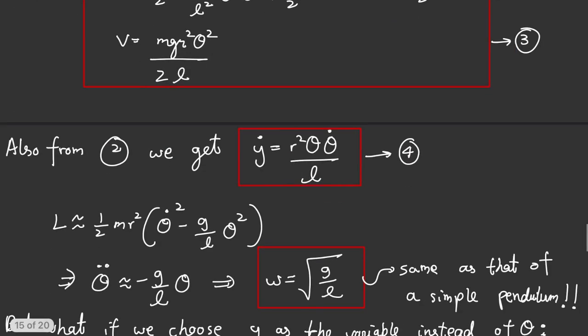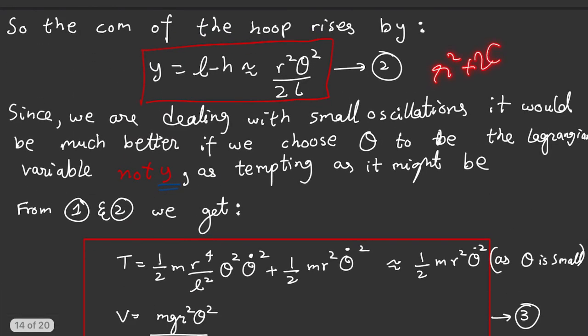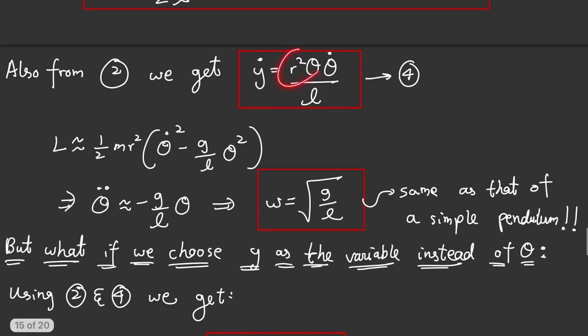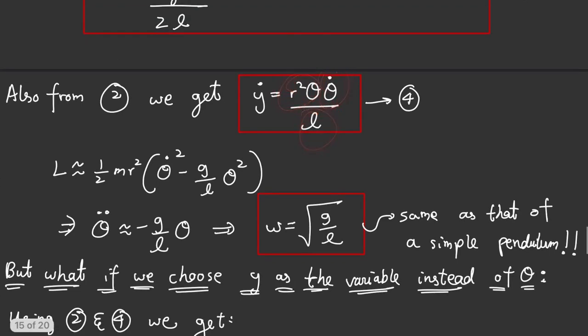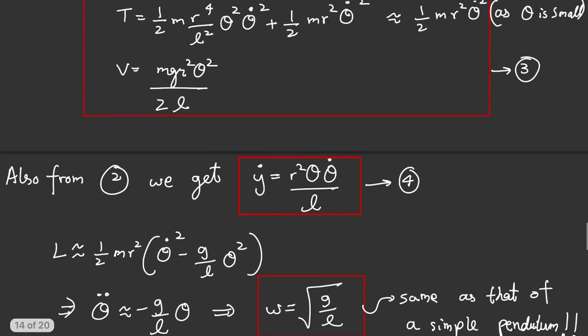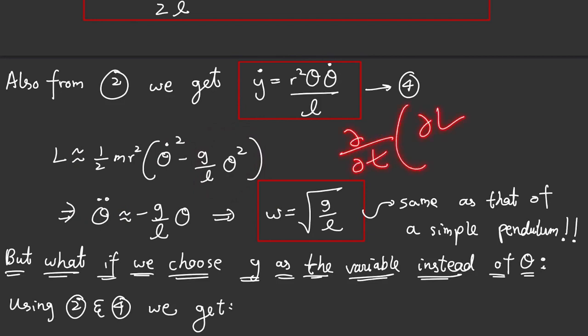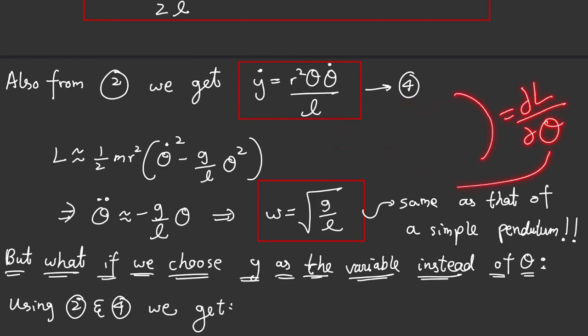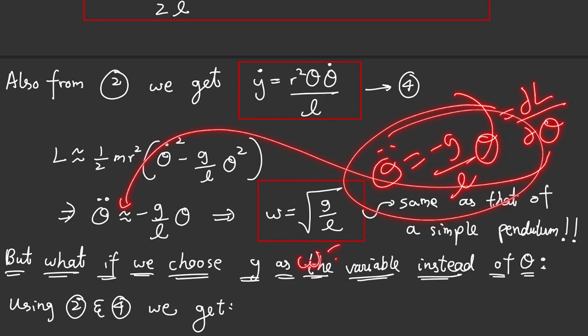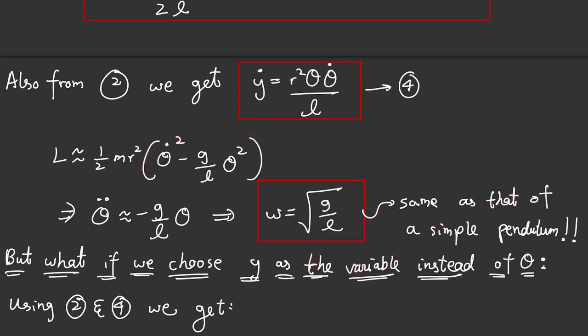Now we differentiate this. We get y dot is nothing but r square into 2 theta by 2L into d theta by dt, which is nothing but r square theta dot by L. So from this we get the Lagrangian half m r square theta dot square minus m g r square theta square by 2L. Now we apply the Euler-Lagrange equation, d by dt of dou L by dou theta dot equal to dou L by dou theta. We get this. We just get theta double dot equal to minus g by L theta, giving omega is nothing but root g by L, same as a simple pendulum.